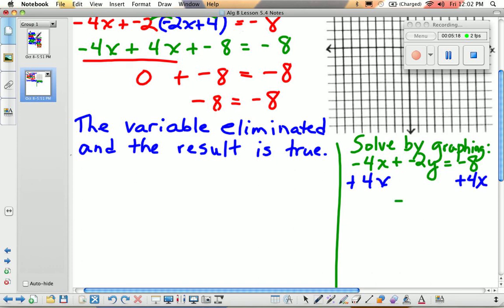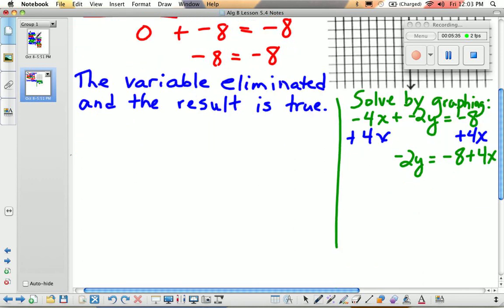We have a negative 2y left over here, and we have a negative 8 plus 4x. What would be our next move? Your next move is to divide by negative 2. Yep, divide everything by negative 2.